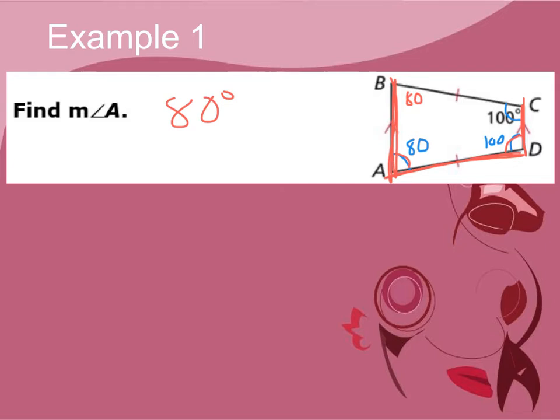So this only works in an isosceles trapezoid. So here, since we have these tick marks, we know that it's an isosceles trapezoid, so that's how we know that angle A is 80. Let's go to the next one.